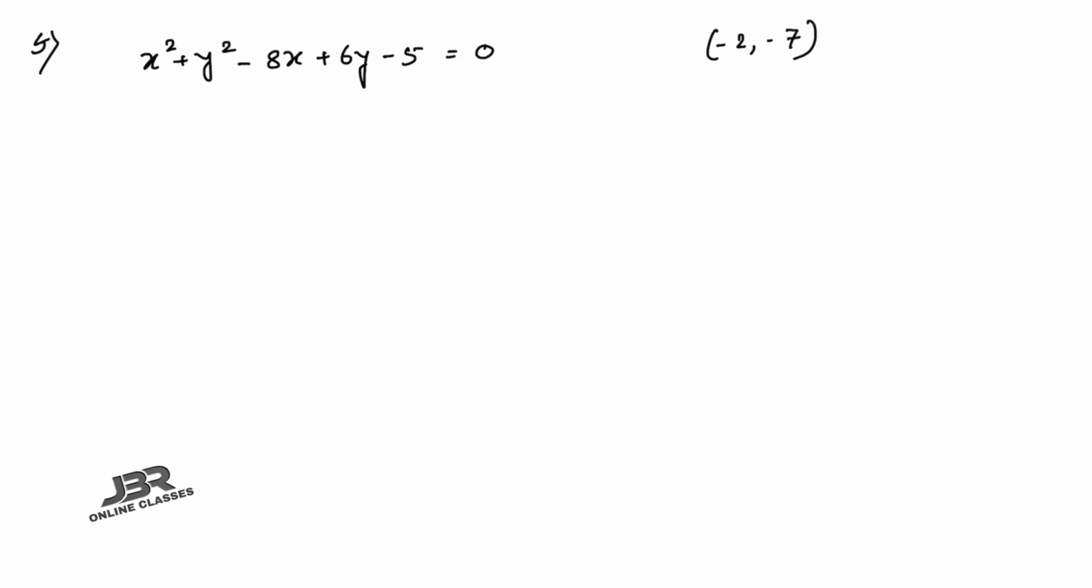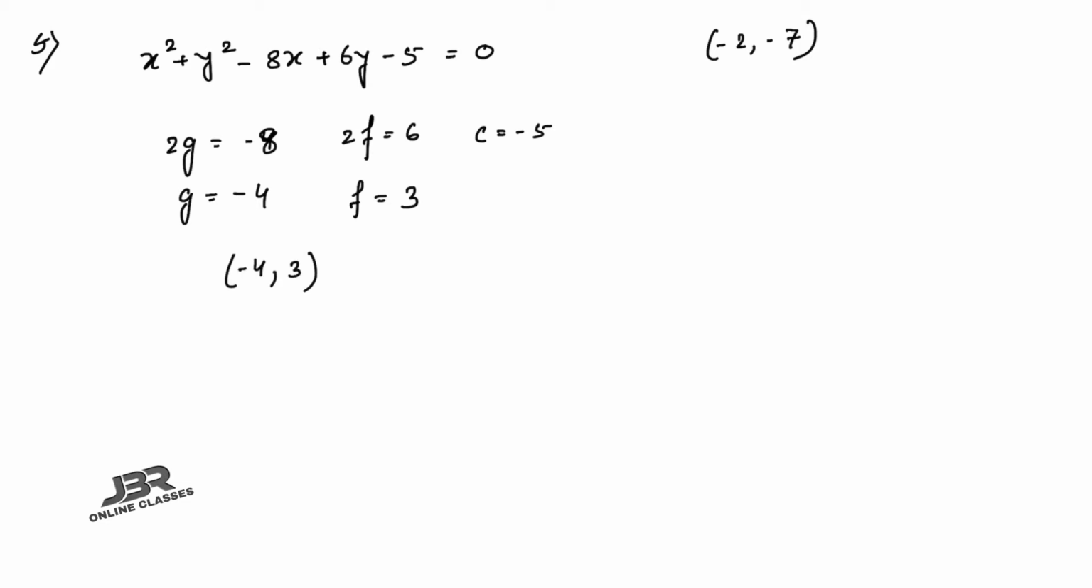Okay, so that means two circles with the same center. First you have to find out the center of the given equation. So 2g equal to minus 8, g equal to minus 4, and 2f equal to 6, so f equal to 3 and c equal to minus 5. That means the center of this circle is (-4, 3). Okay, center of the circle is (-4, 3).